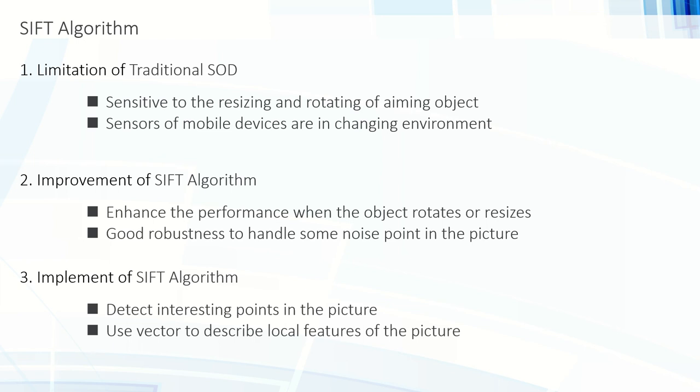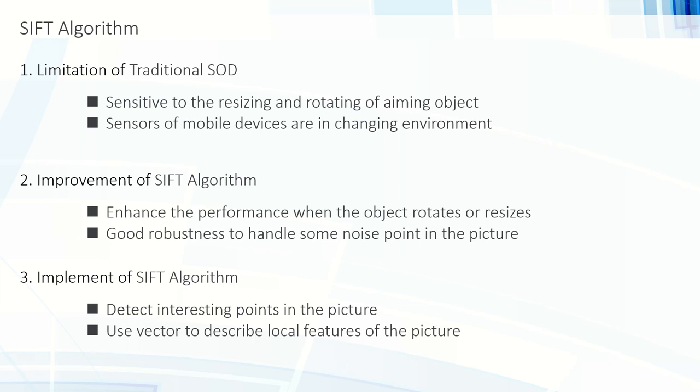The SIFT algorithm enhanced the object detection process and can do well when the object rotates or resizes. Also, this method can perform well even though there are some noise points in the picture. And there are two main implementation details of the SIFT algorithm. It detects the interesting points in the picture and gets the stable points of the object.